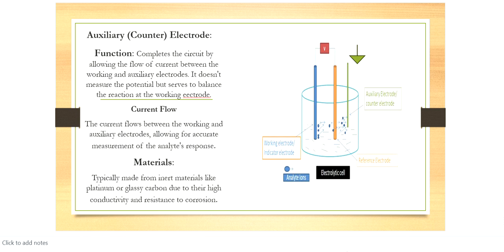And the material used for this type of electrode construction is typically an inert material like platinum or glassy carbon, due to their high conductivity and resistance to corrosion.